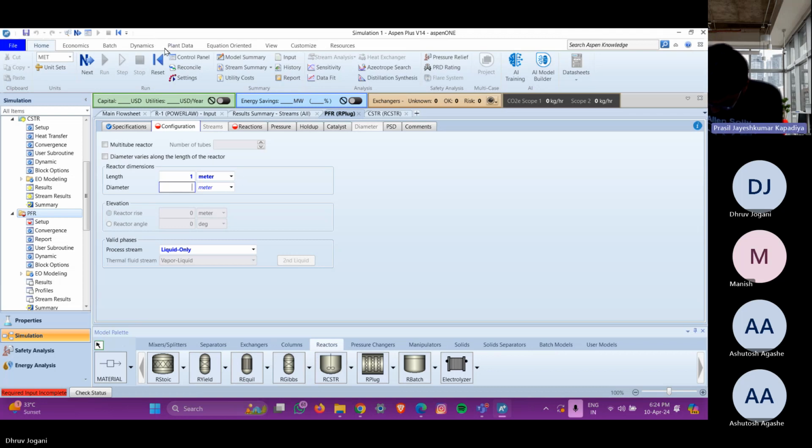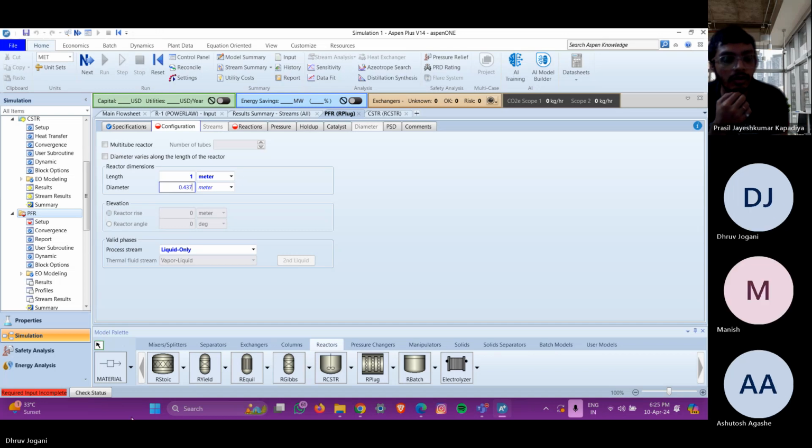Okay, I'll check again. Divide by pi and square root. Yeah, it's not 0.1. What are you getting? Sir, 0.437. Okay, so add 0.437. Now let's add the reaction.